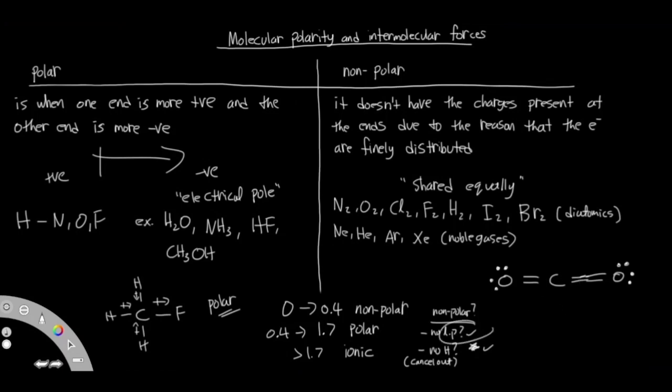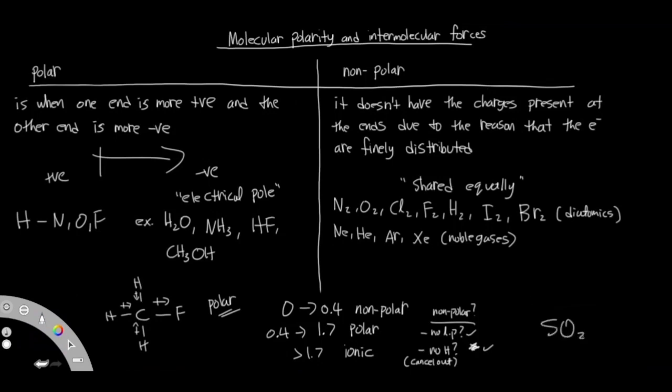If there's no lone pairs, that's the first checklist. Okay, no hydrogens, there's no hydrogens at all. So this is going to be nonpolar. So this is going to be for sure nonpolar. Our CO2 is going to be nonpolar. Let's just do one more. SO2.